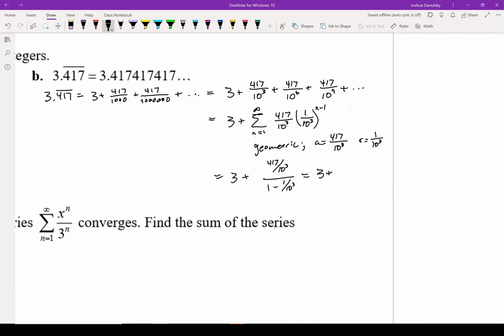This will give us 3 plus. If I multiply top and bottom by 10 to the third, I'll have 417 on top, and I'll have 10 to the third minus 1, which will give us 3 plus 417 over 1,000 minus 1, which is 999. If we make a common denominator and combine these, we'll get 3,414 over 999. This reduces to 1,138 over 333.